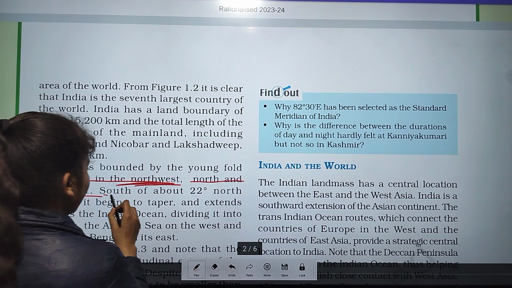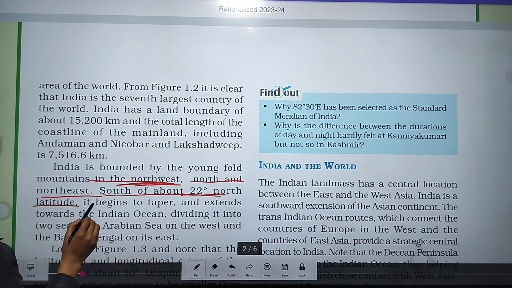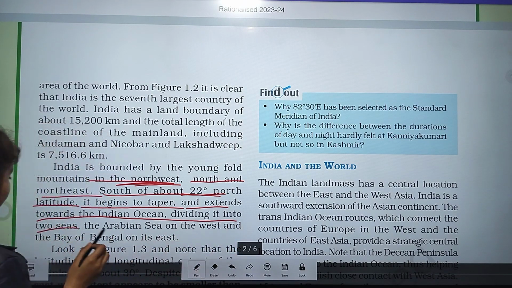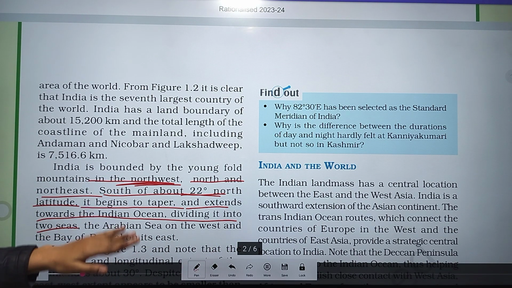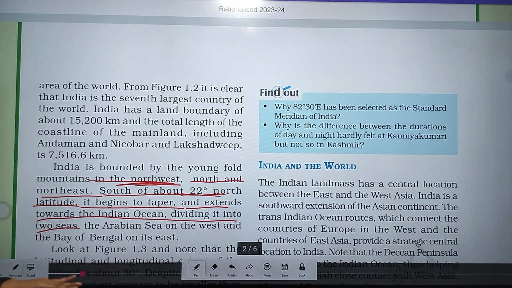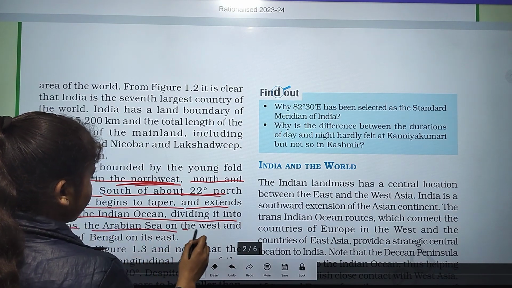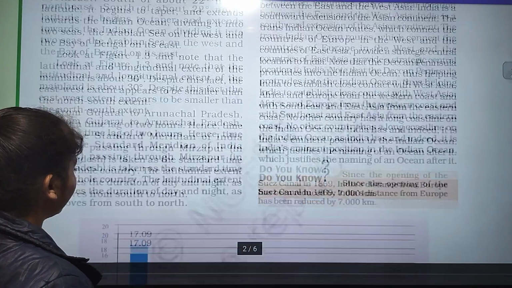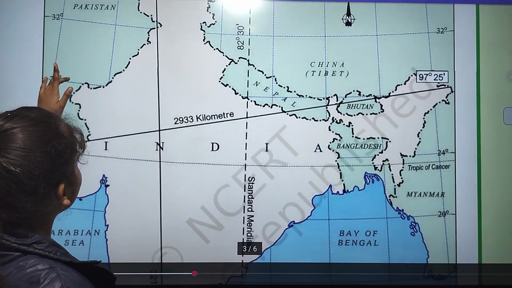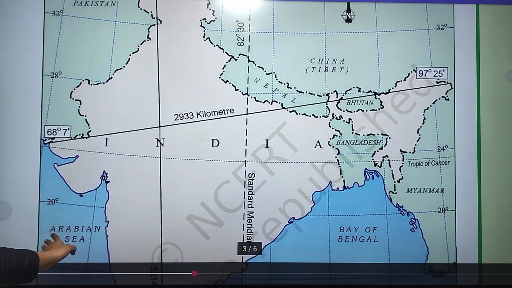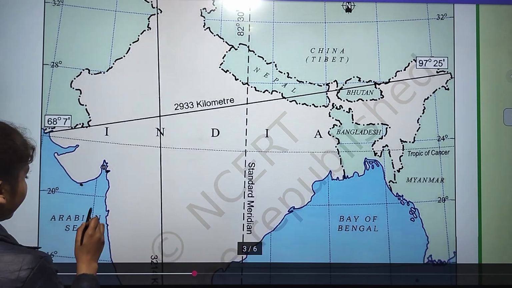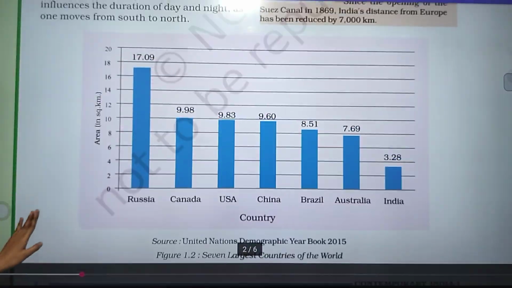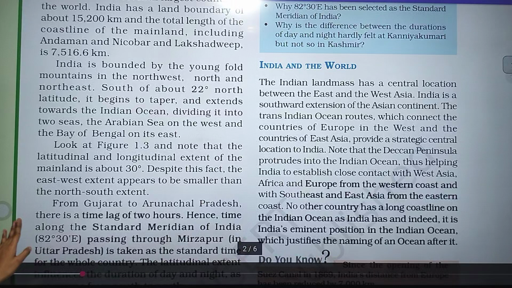Okay, south of about 22 degree north latitude it begins to taper and extend towards the Indian Ocean, dividing it into the two seas. It means south of about 22 degree north, you can see the Arabian Sea on the west and the Bay of Bengal on the east. This landmass divides two seas. The same thing is written here.